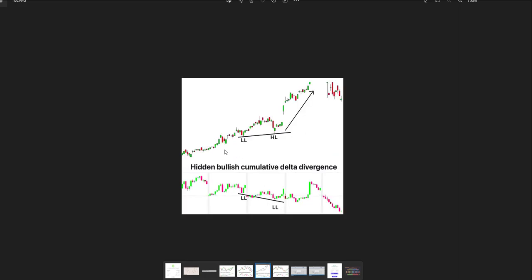The third type is called hidden bullish cumulative delta. When you have the underlying current trend which is bullish, it is a continuation sign. The market is making higher lows and the general trend is uptrend. At the same time, the underlying indicator makes a lower low. What happens later on is that the price continues to go up and the indicator catches up with the trend, with the price. It goes up. So this is the continuation signal.